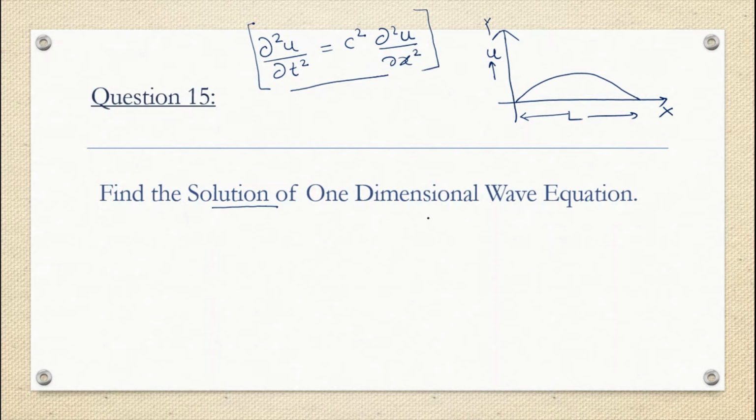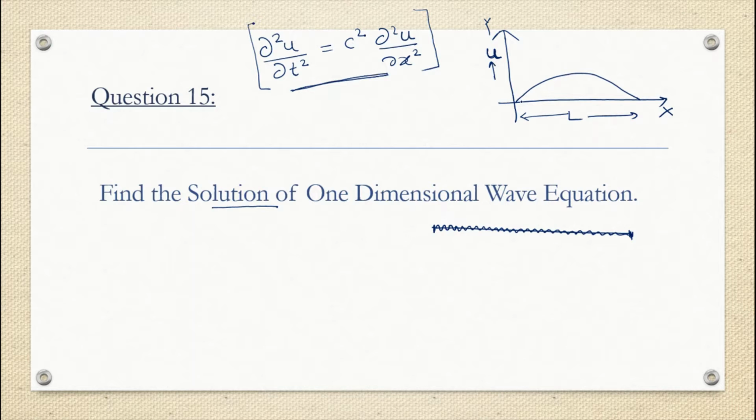Suppose this is the string of a guitar which is fixed on both sides, and we pluck the string. What happens? It starts showing vibration, correct? So this equation we had derived in the last class, and today we are going to see the solution of this wave equation. Since we have got this equation, now we are going to find its solution.